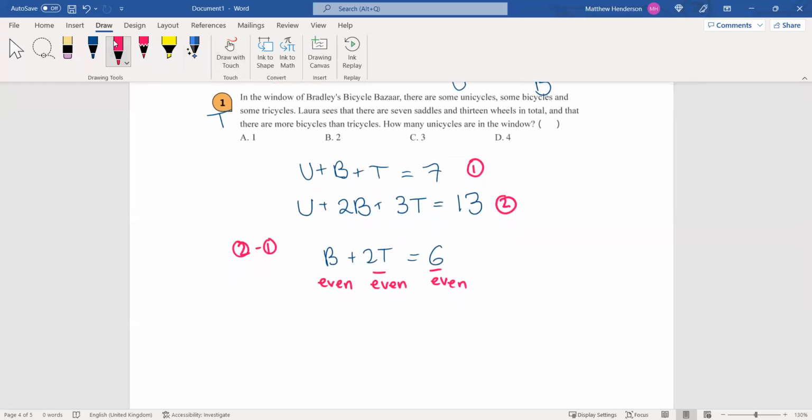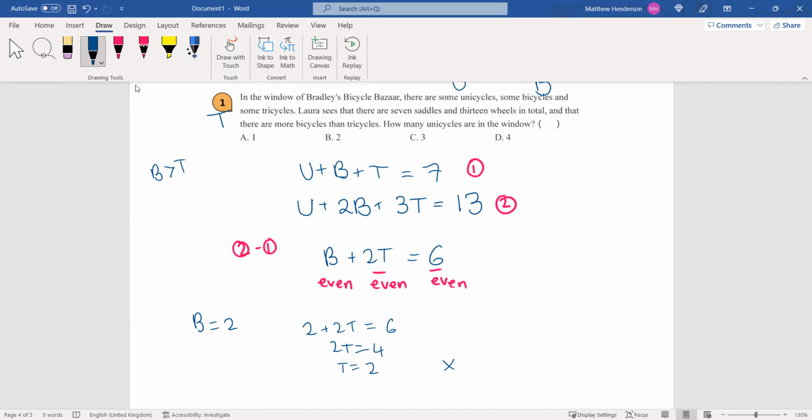And I'm going to try a few values out. So let's start off with B equal to 2. Therefore, through our substitution, we get 2 plus 2T makes 6. 2T is equal to 4, and T is equal to 2. So there's a possible solution. However, we know from our question that there are more bicycles than tricycles. B is bigger than T. So therefore, that's not a possible solution.